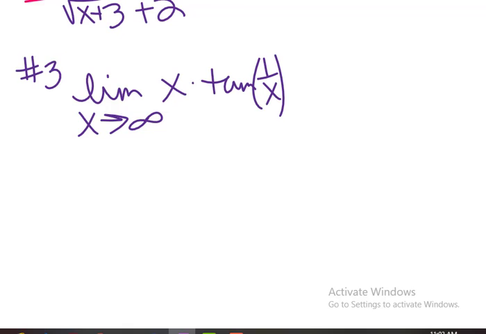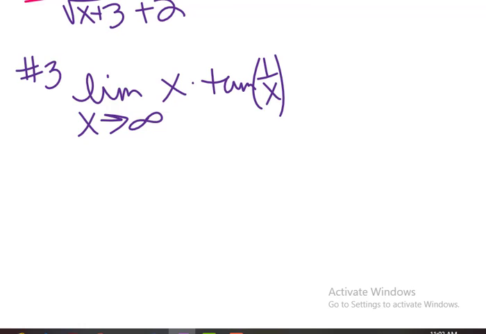Now later on, you're going to have a property called L'Hopital's rule, which will make everything easier. But for this case, we're going to change how things look a little bit, and I'm going to actually do a substitution. I don't know if you talked about substitution, but I think it's the easiest way to go.